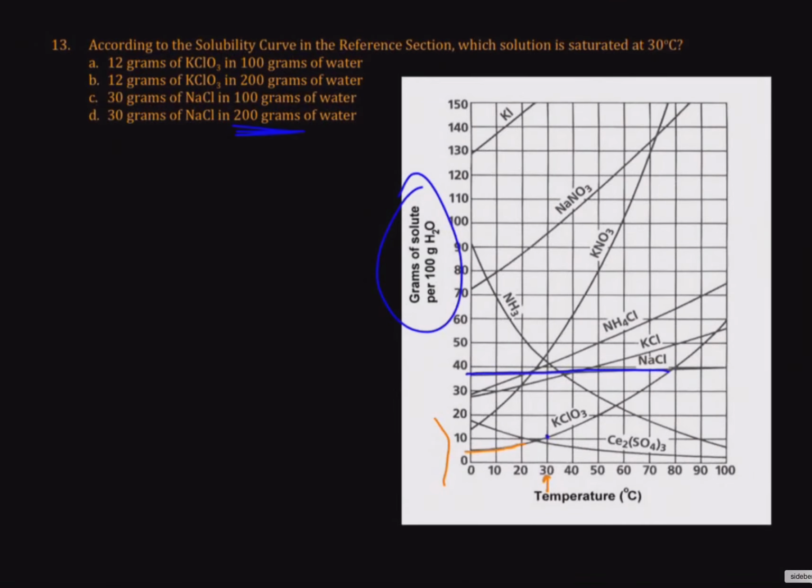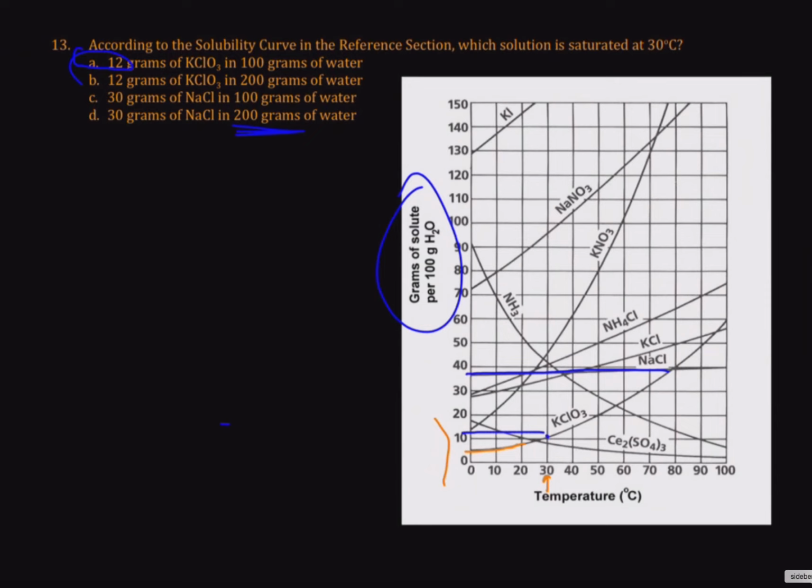Okay, so it would not be unreasonable to say 12 grams of potassium chlorate in 100 grams of water is saturated. The saturation point is where the two lines meet, right? The line of the compound versus the line of the temperature, and then you look across to see what the amount is. So the amount here was a little more than 10. 12 is a good enough estimate.